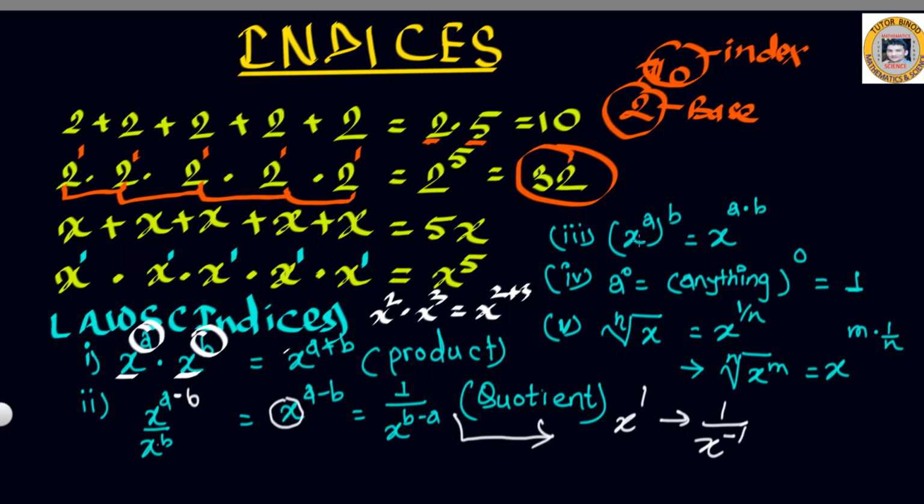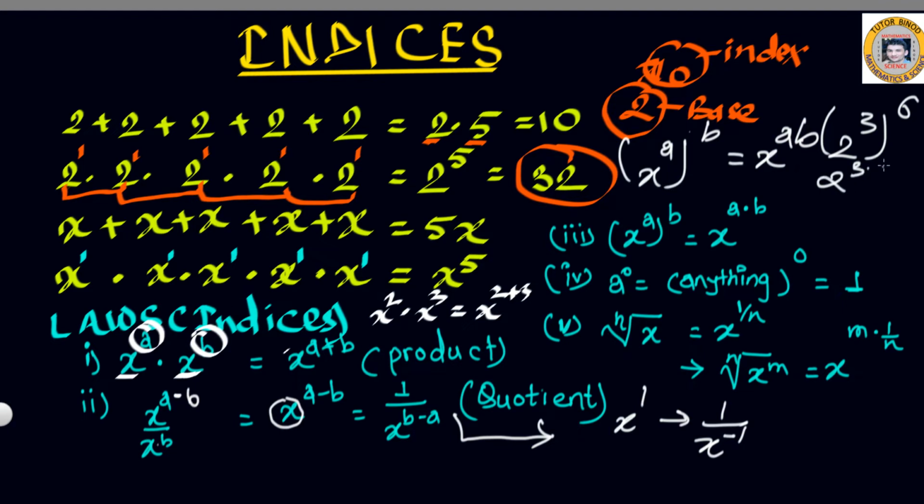Another one is, if you have a base to the power something and raised to the power something, then your powers or indices will be multiplied. So x to the power a times b. Suppose you have 2 to the power 3 to the power 6, then you would have 2 to the power 3 times 6, which is 2 to the power 18. Similarly, if anything is raised to the power 0, it is equal to 1. Suppose you have 2 to the power 0, it's 1. Anything to the power 0 is 1. Even if you have something like 3000 to the power 0, it's 1.